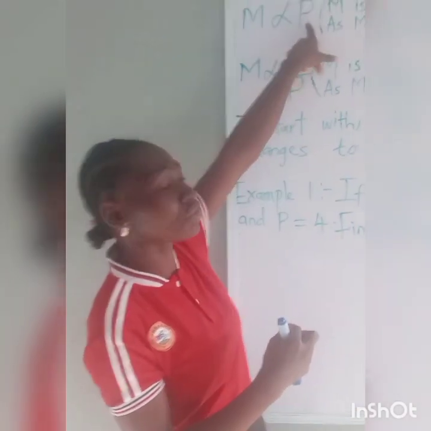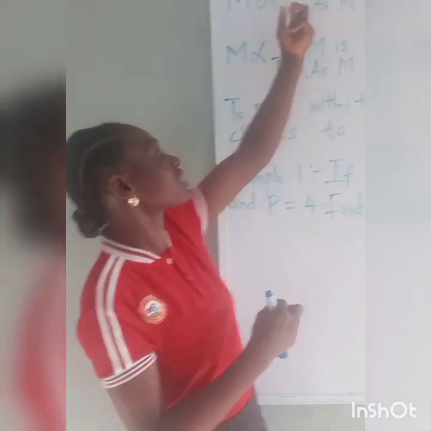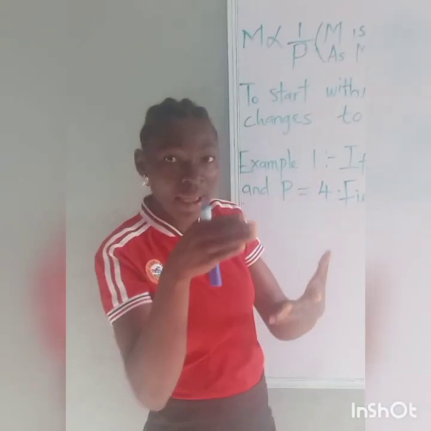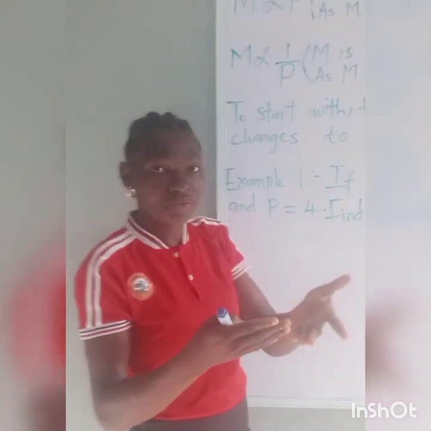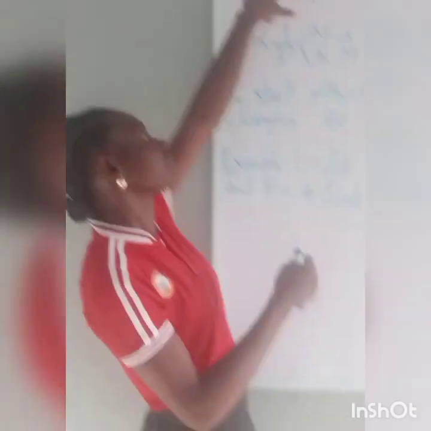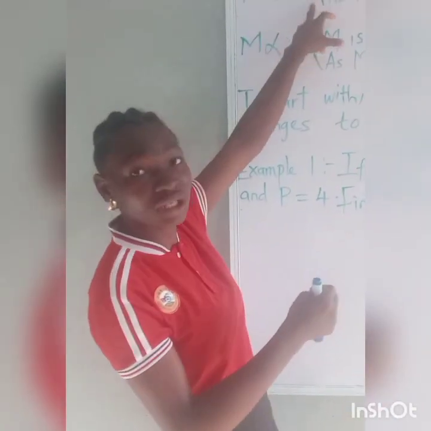Now, this is an inverse proportion. You can see it's different from this one. It's as if we put an inverse on top of P. You know the inverse of P, we have 1 over P. That is the reciprocal of P actually. So N is inversely proportional to P, and this means N is directly proportional to 1 over P.